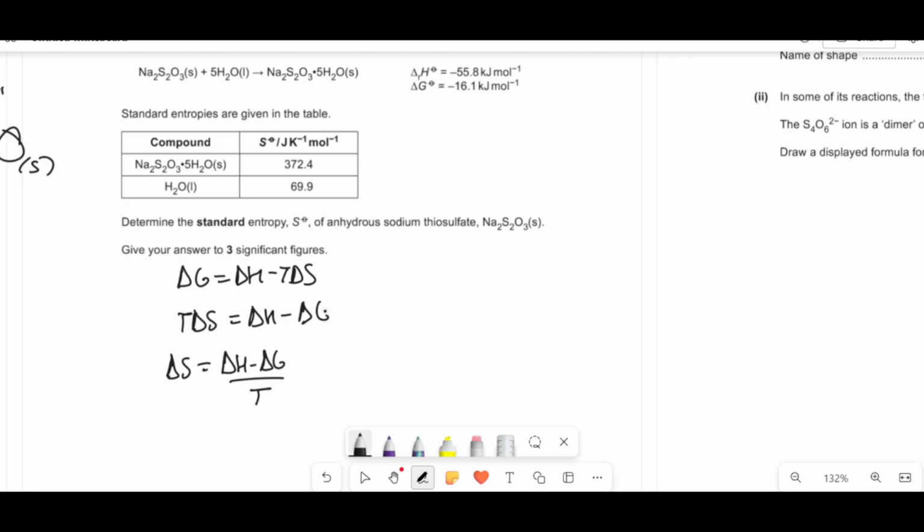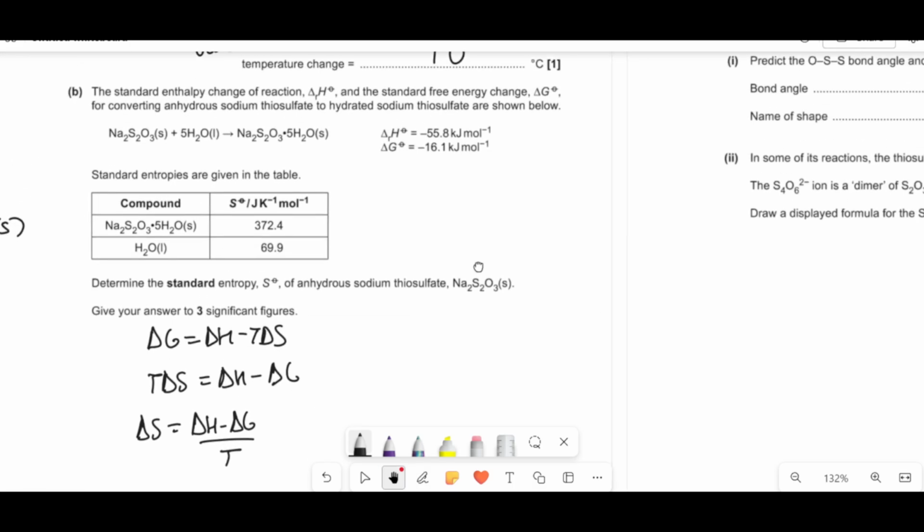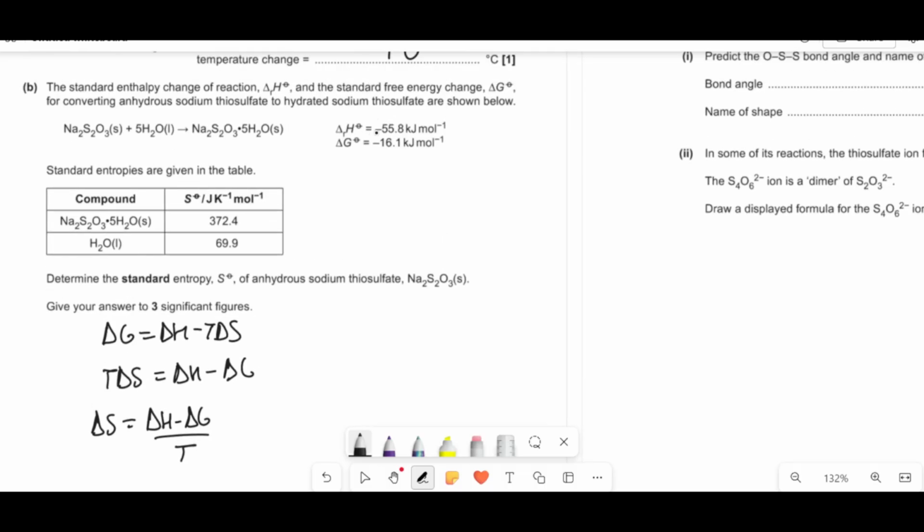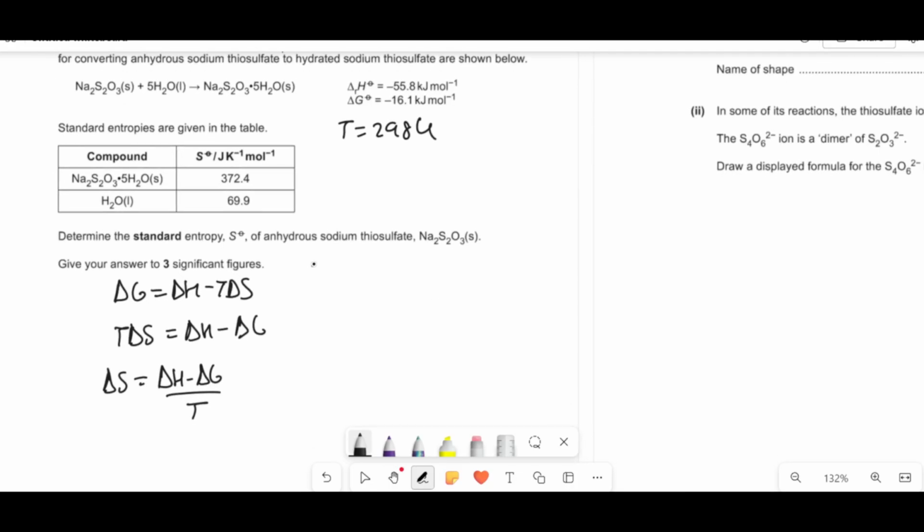So we can start by working that bit out because they've told us what? They've told us. So now that we've got that, we have delta H, which is this. We have delta G, and they've told you it's the standard. So the temperature has to be 298 Kelvin. Cheeky, I know. If you didn't spot that that's the standard, then you were done for, which is very, very devious. Now, here then, delta S would equal delta H, which is minus 55.8, and then it's minus what delta G is, which is minus 16.1. So can you see how there's a double? All over T, which is 298 Kelvin.